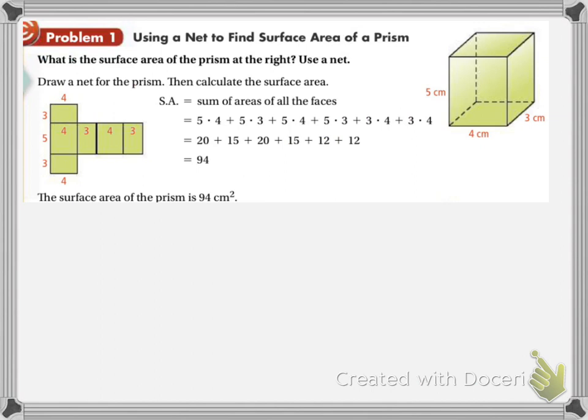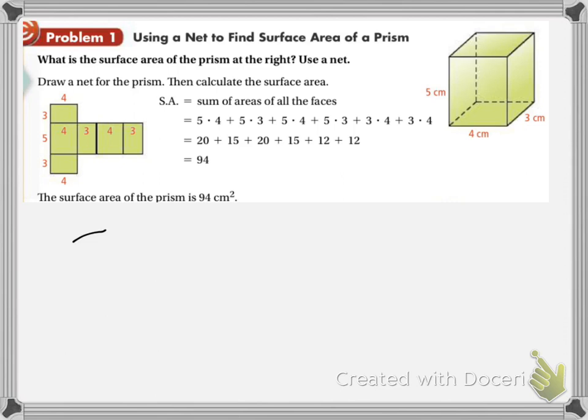This uses a net to find it, so what they do is they unfold it and look at all the rectangles, find each individual area, and add them up. Definitely a way you could do it. You can find the area of all the faces. So 4 times 5 for the front is 20, and 4 times 3 is 12 for the bottom. So front and back are 20, top and bottom are 12, and 3 times 5 is 15, the sides are 15. You can definitely go about doing that.